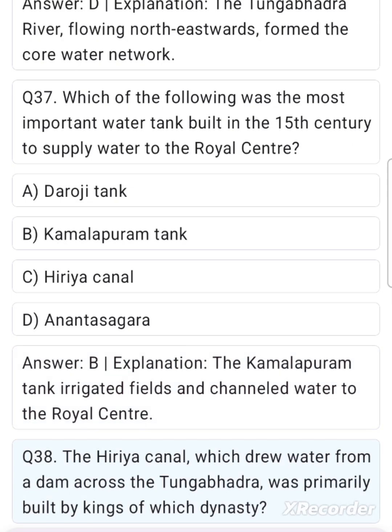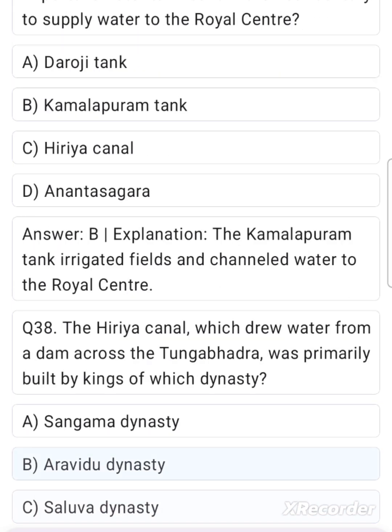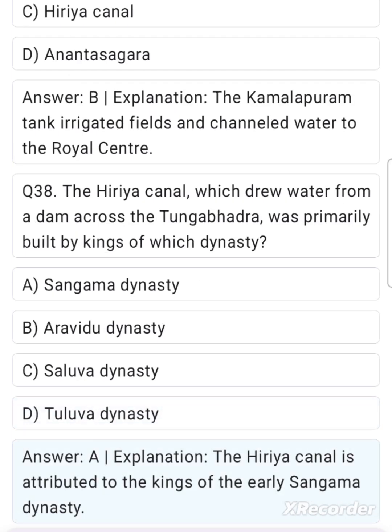Q38. The Hiriya Canal, which drew water from a dam across the Tungabhadra, was primarily built by kings of which dynasty? A. Sangama dynasty. B. Aravidu dynasty. C. Saluva dynasty. D. Tuluva dynasty. Answer: A. Explanation: The Hiriya Canal is attributed to the kings of the early Sangama dynasty.